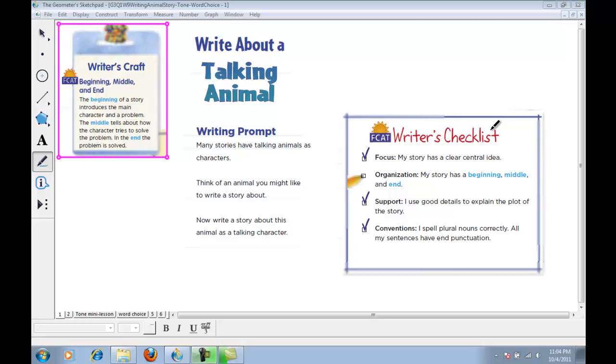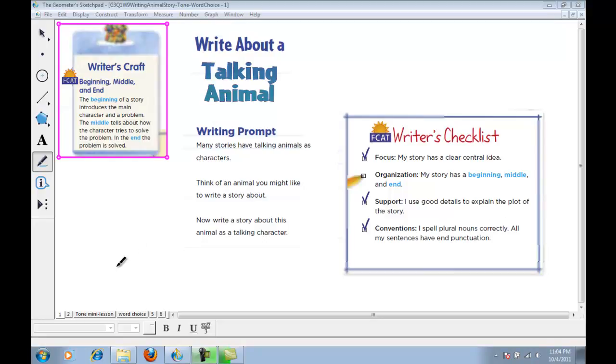If we look at this writer's checklist, we can look at 4 important parts of writing that we need to focus on. One of those is focus, showing that your story has a clear central idea. The one we're going to work on this week is organization, making sure that my story has a beginning, middle, and end. Support is also important, and that means that you use good details to explain the plot of the story. And then there's always conventions. I spell plural nouns correctly, and all my sentences have end punctuation.